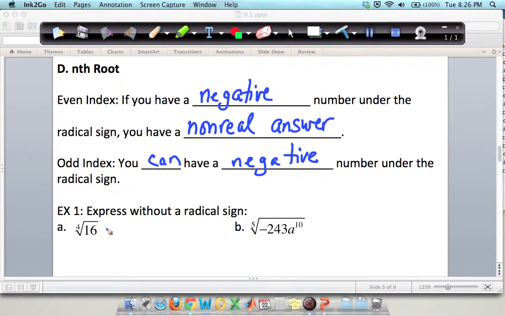Okay, so we're going to go ahead and do the fourth root of 16. This is asking what number multiplied by itself 4 times will give you 16, and that's 2. 2 multiplied 4 times is 16. And then the fifth root of negative 243, what number multiplied 5 times gives you negative 243? And that is a negative 3. And then 5 goes into 10 2 times.